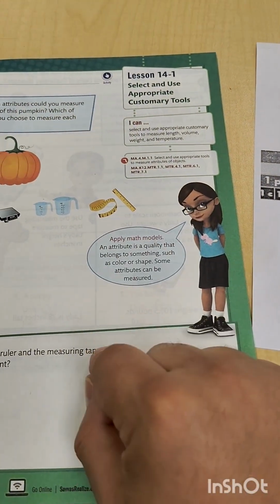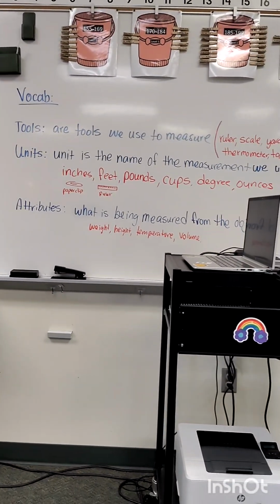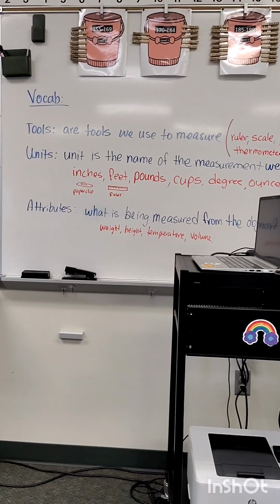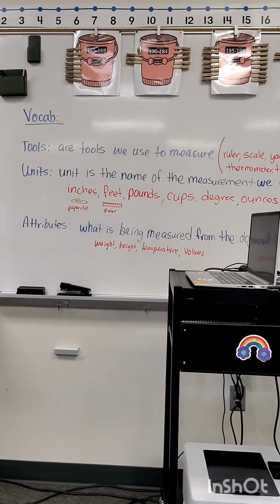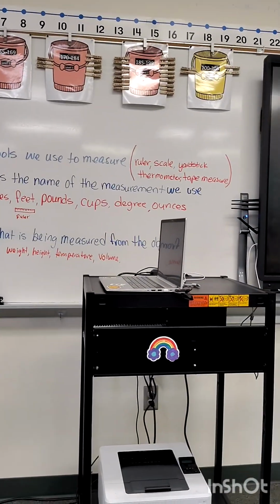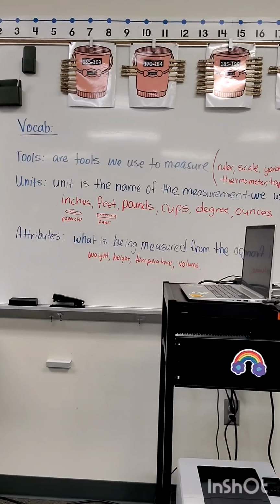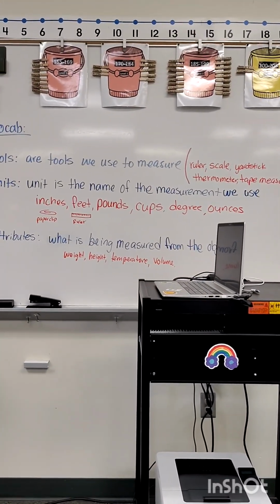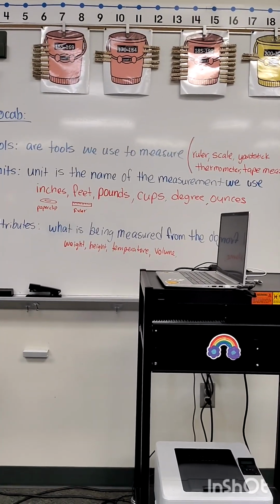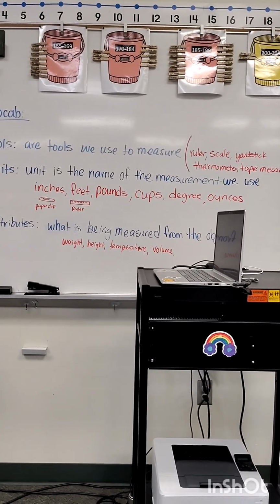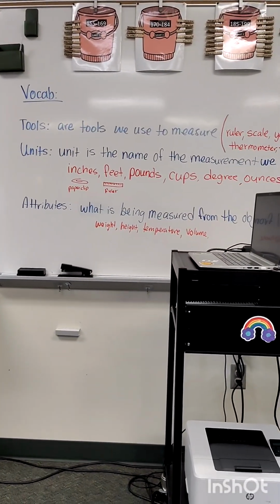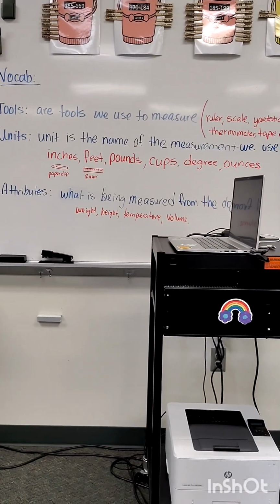Okay. So the first lesson was selecting the tool. What tool would be appropriate? For example, if I want to measure a pencil, would I use a yardstick or a ruler? If I wanted to check the temperature, am I using a tape measure or a thermometer? So the tools are what we use to measure. The unit is the name of the measurement we use. So what are we measuring in? Are we measuring in inches, feet, pounds, cups, degrees, ounces? Attributes are what we are measuring from the object. Is it the height, the weight, the temperature, the volume?